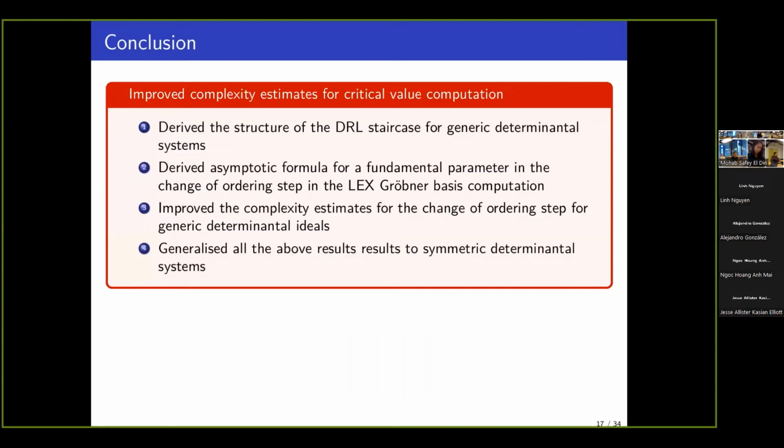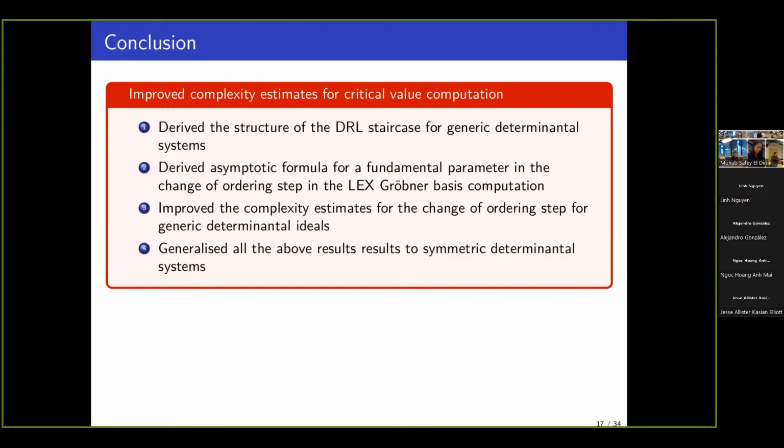So in conclusion, we have derived the structure of the JRL staircase for generic determinantal systems, and this applies for critical point systems, more general determinantal systems, and in particular, those with a symmetric structure. We have derived an asymptotic formula for the number of dense columns in these cases, which are the fundamental parameter in the change of ordering step.